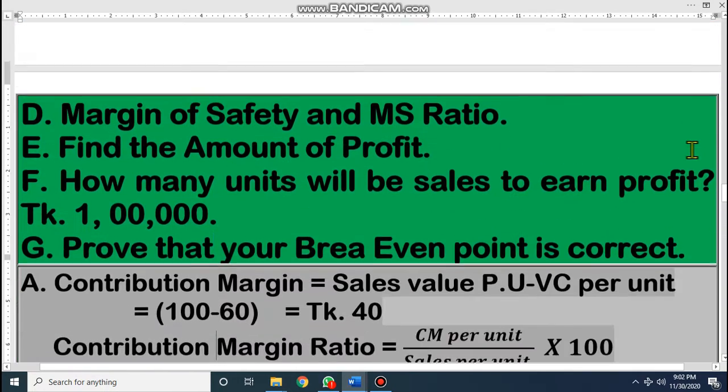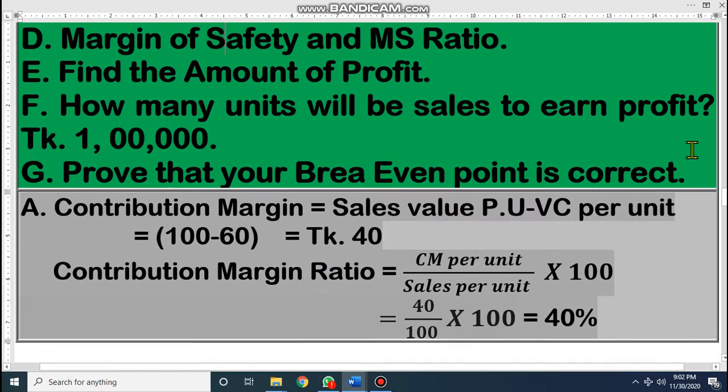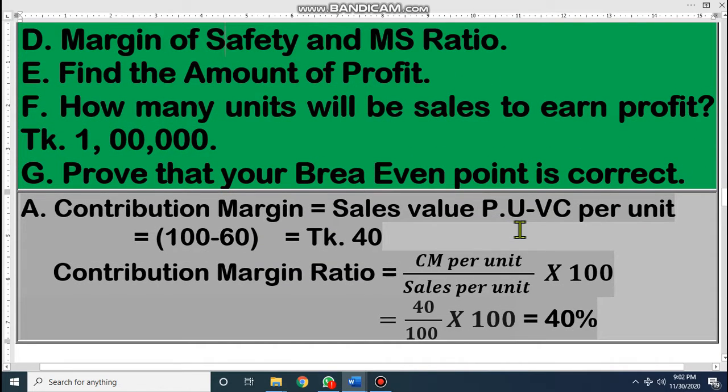If you keep in mind the formula, then the math is very easy. This is one of the easiest chapters in second paper. Dear student, look at sales value per unit minus variable cost per unit, that will be contribution. That means contribution is 40.